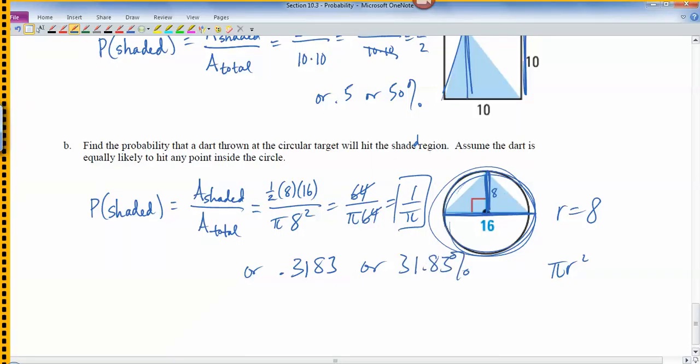And if you kind of look at it, it should look like the triangle here. It takes up less than half. It ends up taking up about 31.8% of the circle.